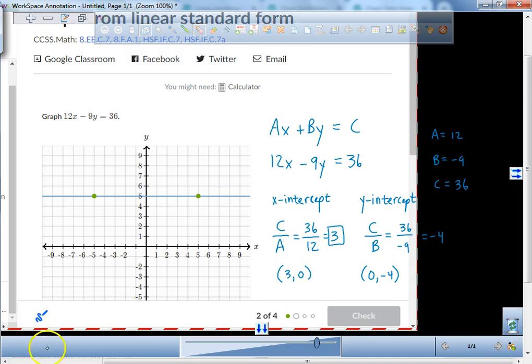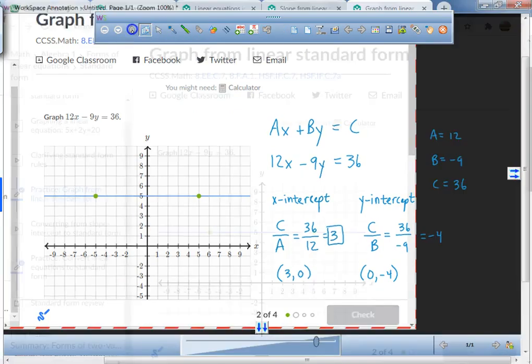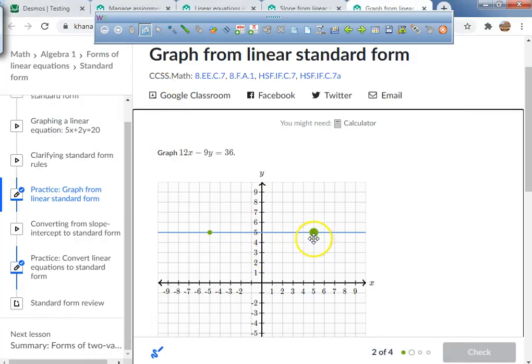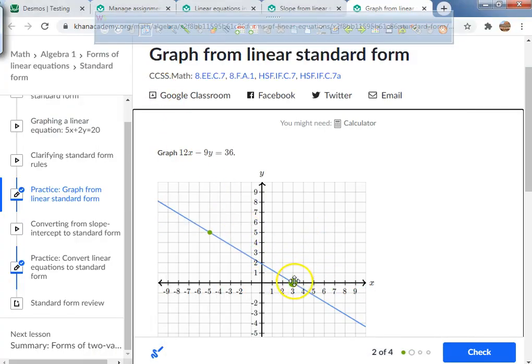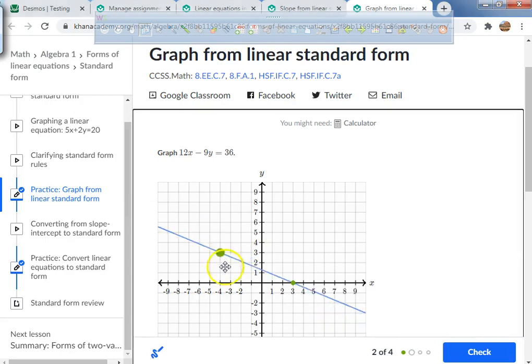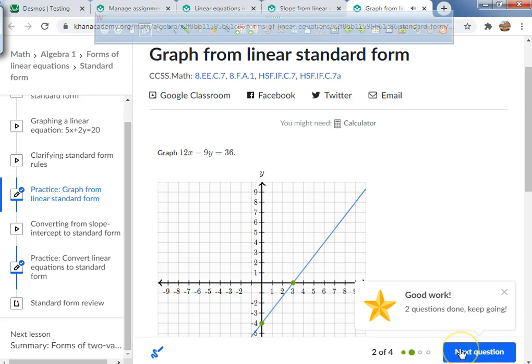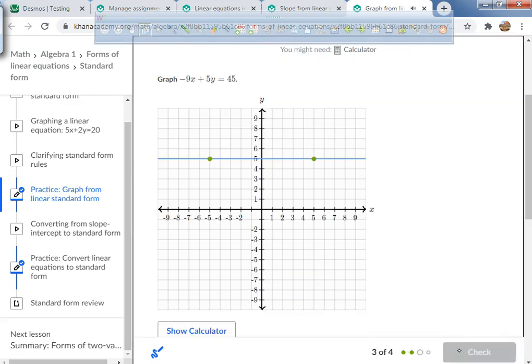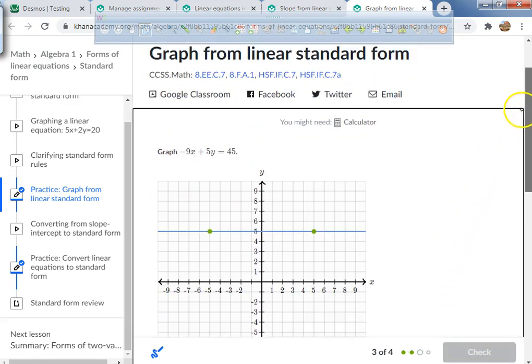All right, here we go. So what we're going to do is we take (3, 0), and we put it right there. And what was the other one, everybody? 0 what? (0, -4), so I got to put it right there. And then I go, check. See how easy that is? It's awesome. All right, let's do one more, and then we're going to move on to our next section.